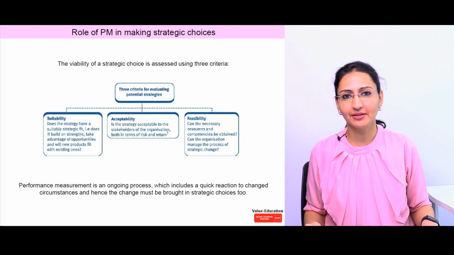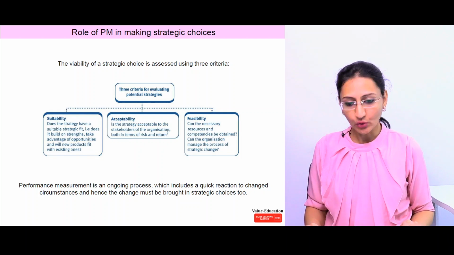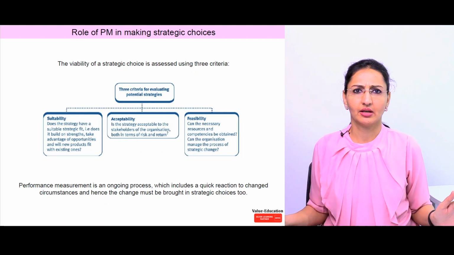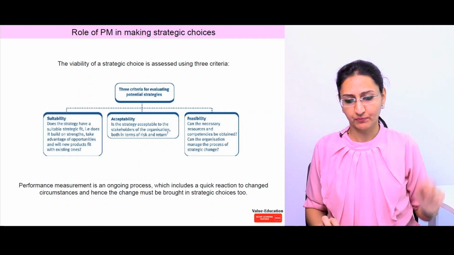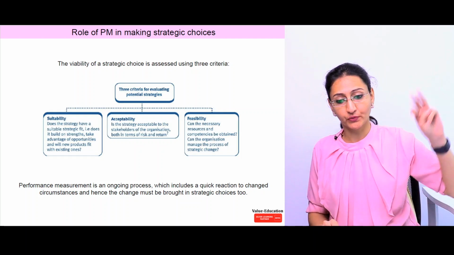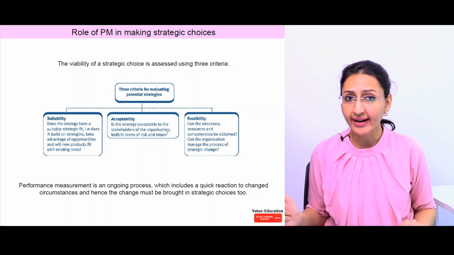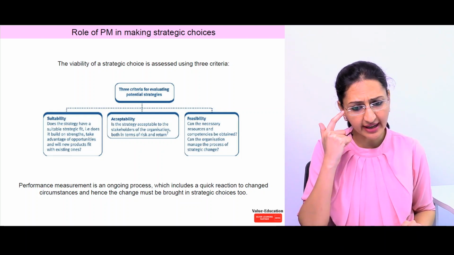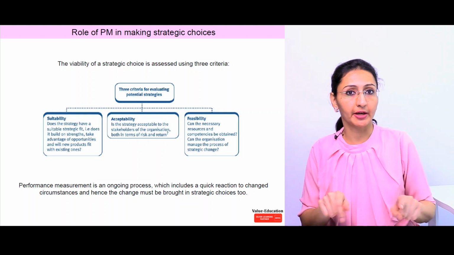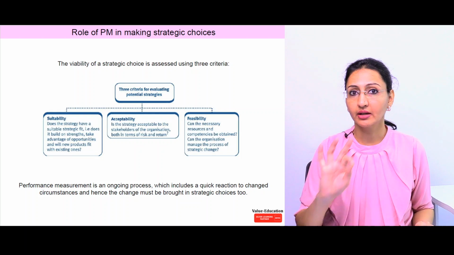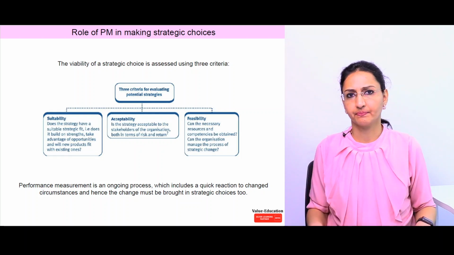Now, how does that happen? By evaluating strategies, you need to just follow three questions, three heads. First, suitability. Two, acceptability. Three, feasibility. Remember these three. If you do not find any model working in the answer, these three will actually fit everywhere. The three criteria used to evaluate any strategy.